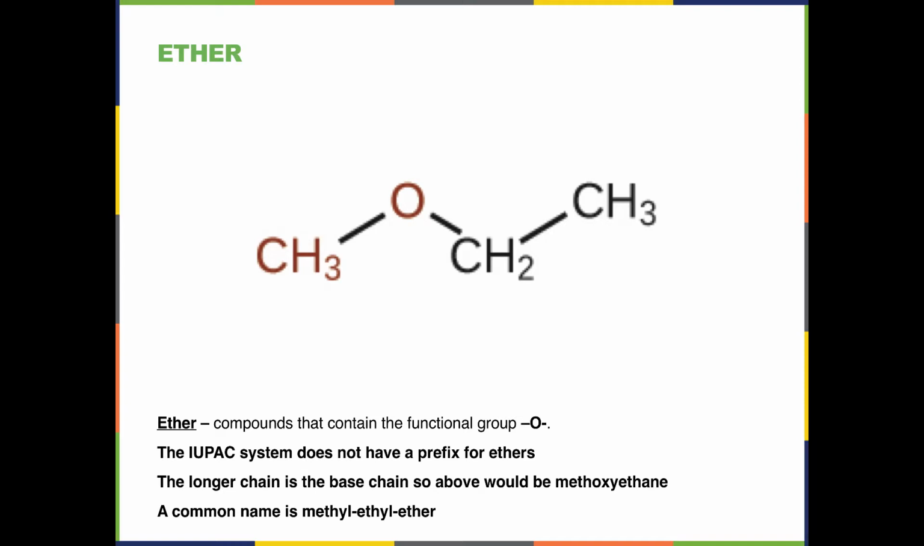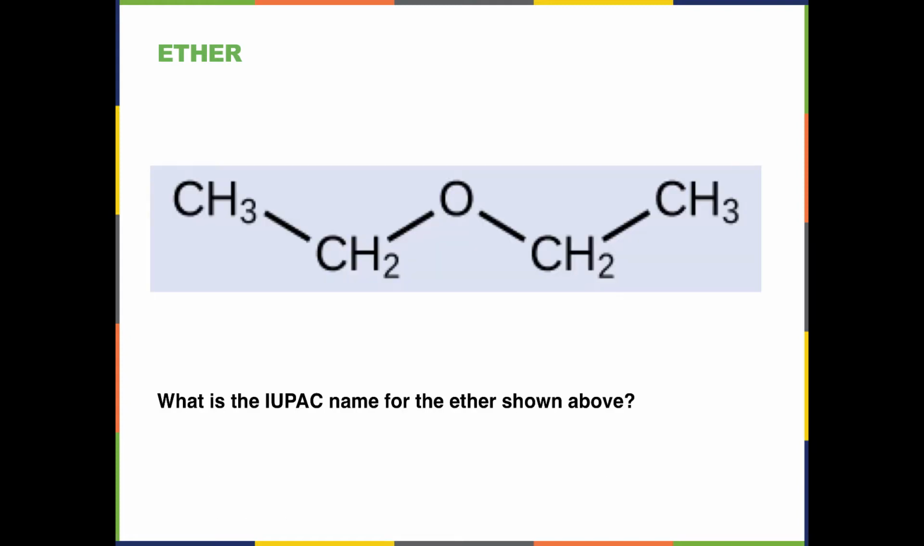Another common name that would be used is shown at the bottom, and as a matter of fact, when I was in high school, this is the name we used, methyl ethyl ether. So if we saw the O, we knew we'd just write ether down. I will count either methyl ethyl ether or methoxyethane as correct, but methoxyethane is the IUPAC name for this compound, excuse me. So what is the IUPAC name for this compound?